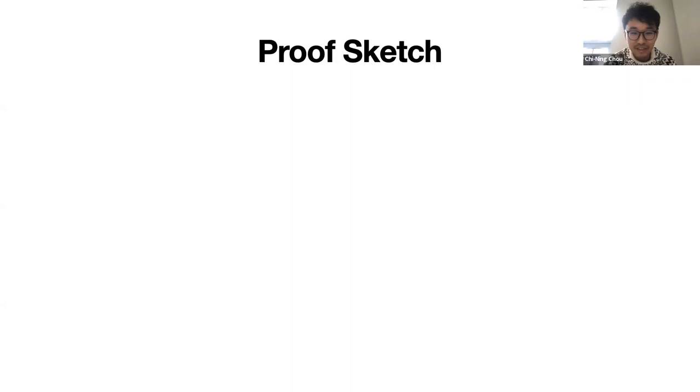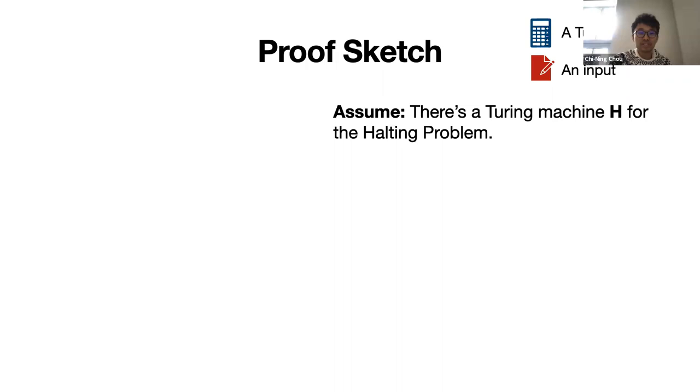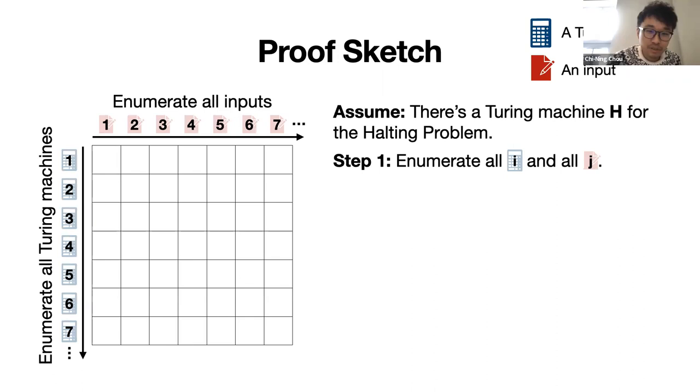Okay, so now you know the definition of the Turing problem. I'm going to convince you with a very quick proof sketch that there cannot be any Turing machine that solves this Turing problem. The way we prove it is by proof of contradiction. We first assume that there actually exists a Turing machine H that solves the Turing problem. Then we want to derive a contradiction, and we do it in 3 steps. First, we enumerate all the Turing machines on the y-axis, and all the possible inputs on the x-axis.